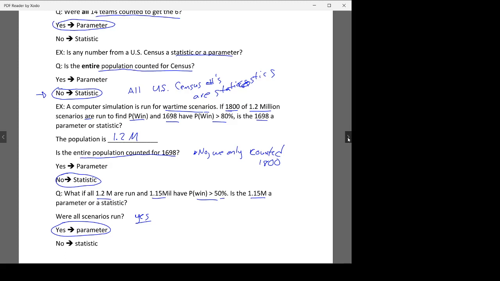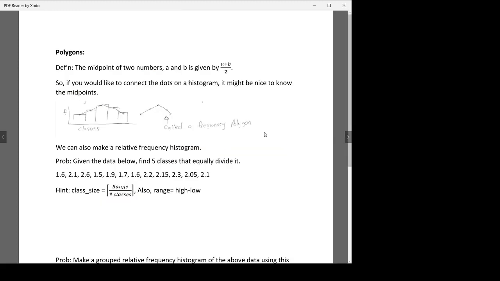A parameter is if you counted everything, and a statistic is if you did not. So let's look at polygons for a moment. The midpoint of two numbers, a and b, is given by (a + b) / 2. That's just another definition. The midpoint is (a + b) / 2.